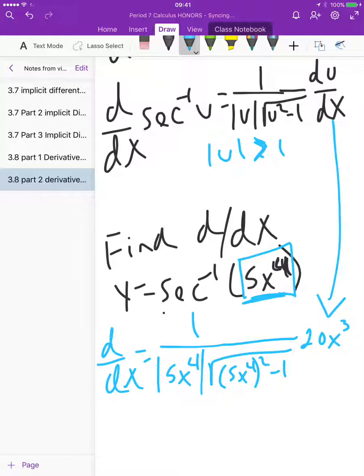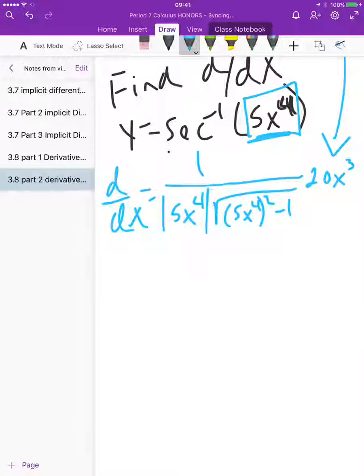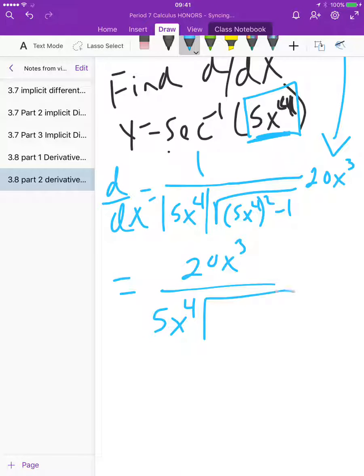So now let's take a look. Taking this down and simplifying it a little bit more, we get 20x cubed over the absolute value of 5x to the fourth. Well, that's positive already, so we can keep it there. 5x to the fourth times the square root. 5x to the fourth quantity squared is 25x to the eighth, minus 1. And then the only thing to really do is simplify.